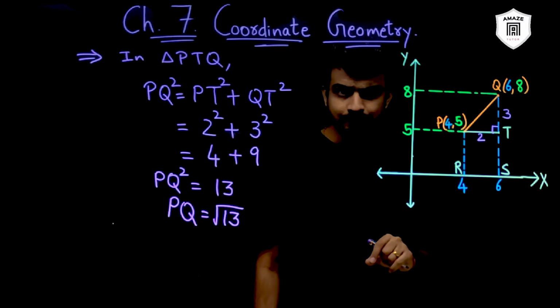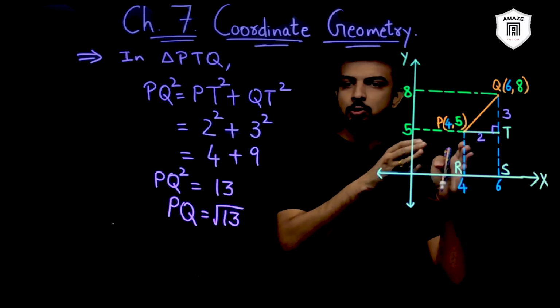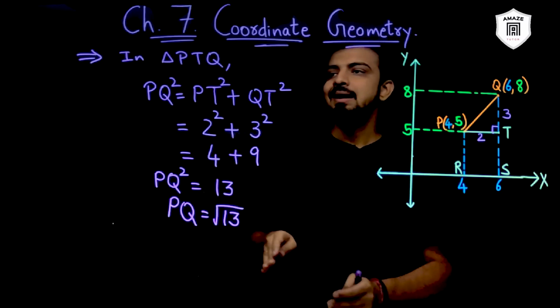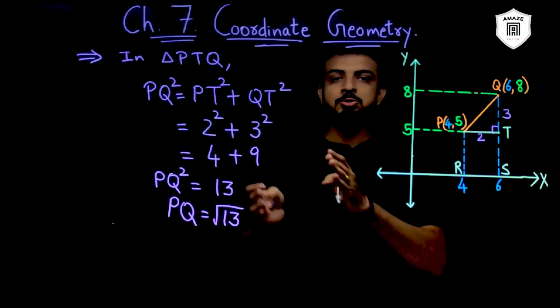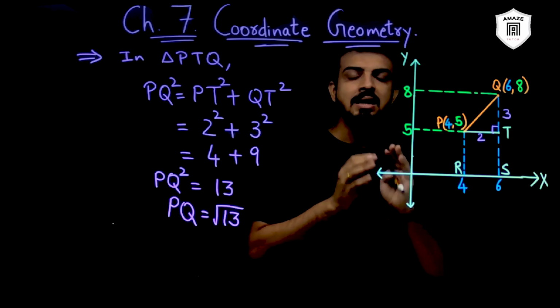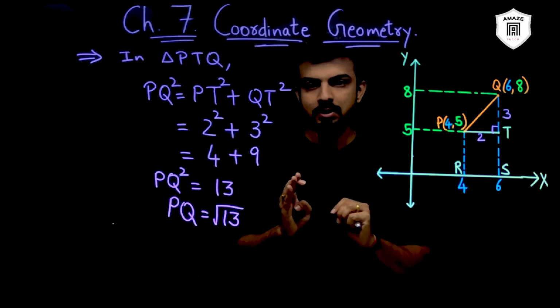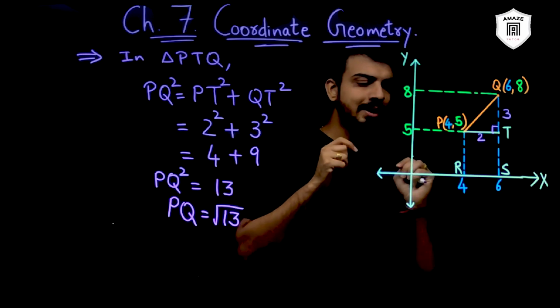Now here we have taken any two random points, P as 4, 5 and Q as 6, 8, and then we did this process to figure out the length PQ. Similarly, let us do the same steps with variables. Let us generalize it and come out with a distance formula.